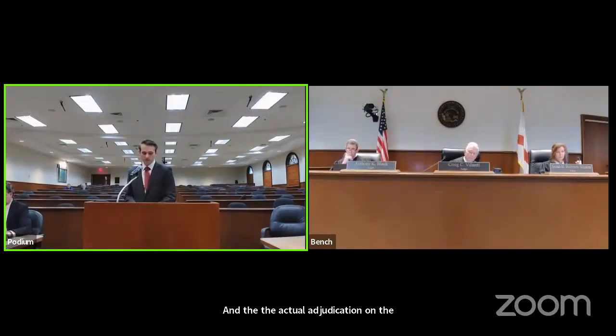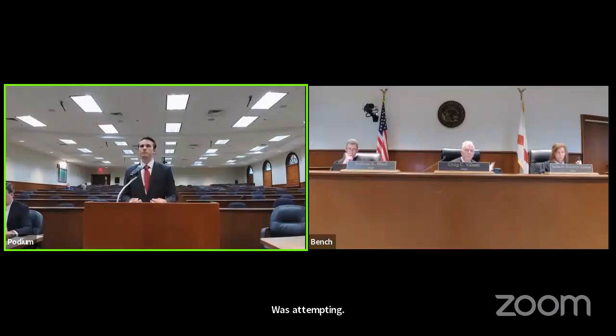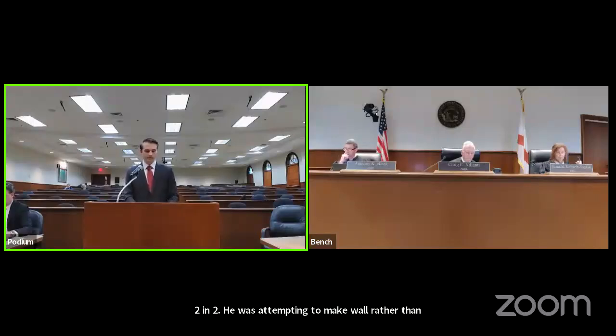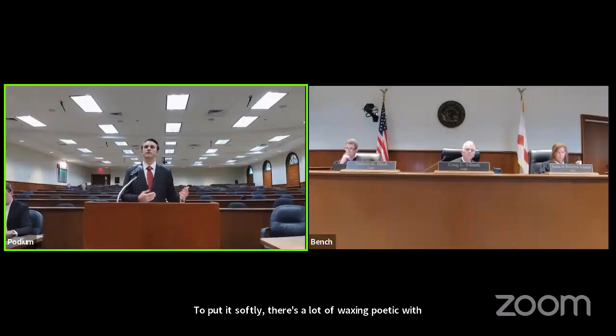So the notion that the trial court was attempting to make law rather than interpret what law had already existed, and there's a lot of, to put it softly, there's a lot of waxing poetic with respect to how foreclosure actions should be and focusing on it.